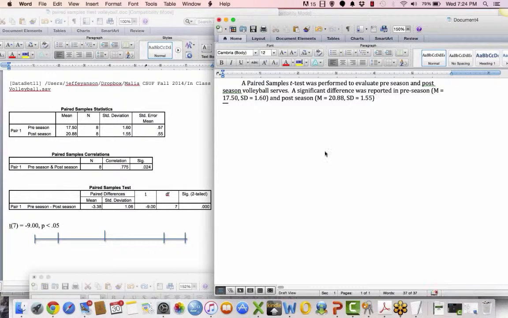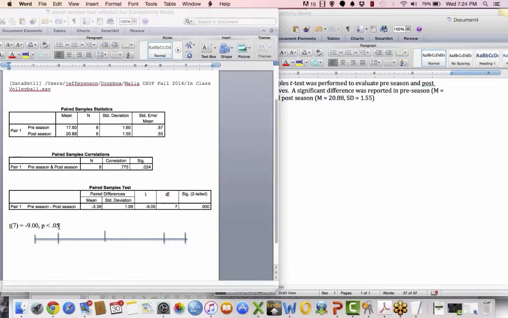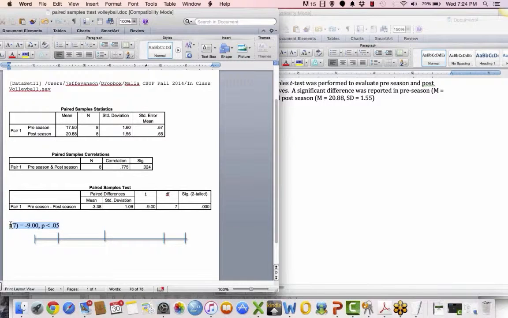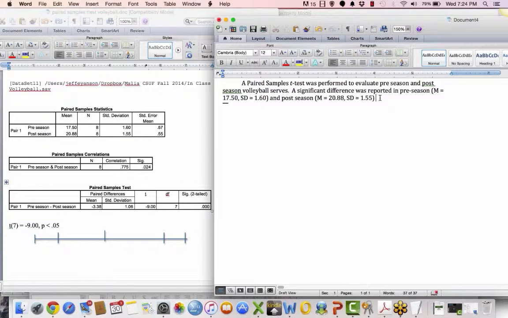Okay, now after that, you're going to do your t value, which is this one right here, which I'm just going to copy and paste. That's really big. Okay, period. The t here is italicized. The means and the standard deviations are italicized. Just the letters, nothing else.